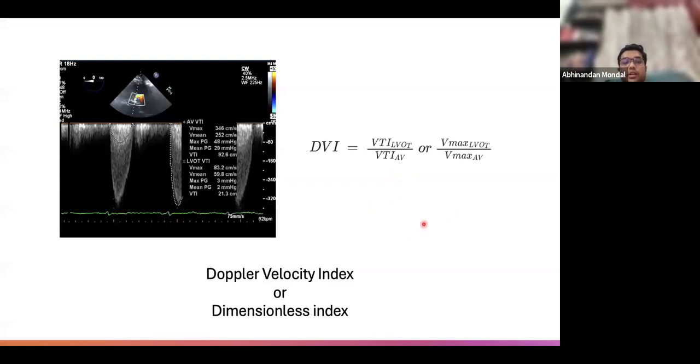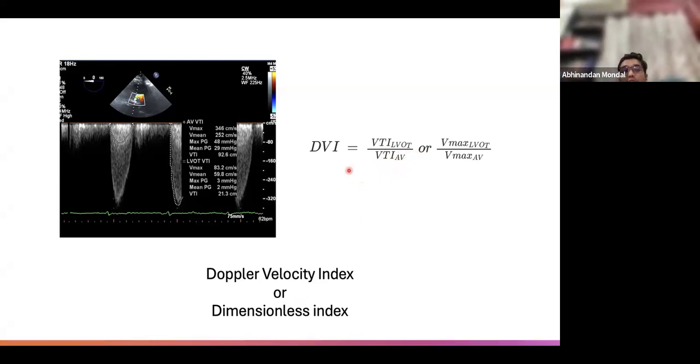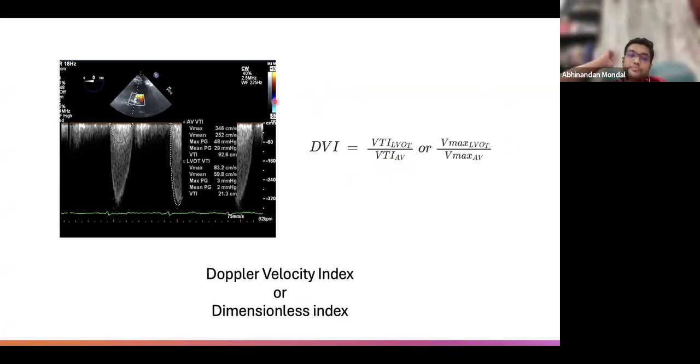So what is DVI? It is the Doppler velocity index, or dimensionless index. It is the VTI of the LVOT divided by the VTI of the aortic valve. Whenever there is a discrepancy about whether the patient has severe AS or not, we can take help of the DVI. It is more appropriate for a prosthetic valve, but still, if its value is less than 0.25, we can consider the native valve as severely stenotic.